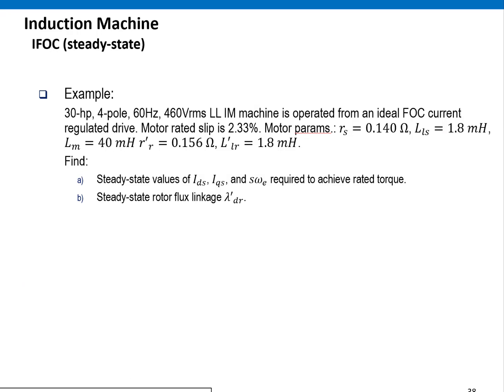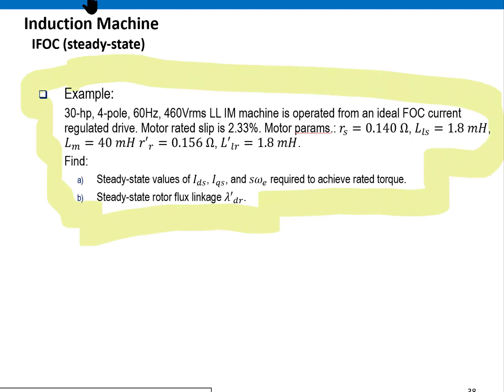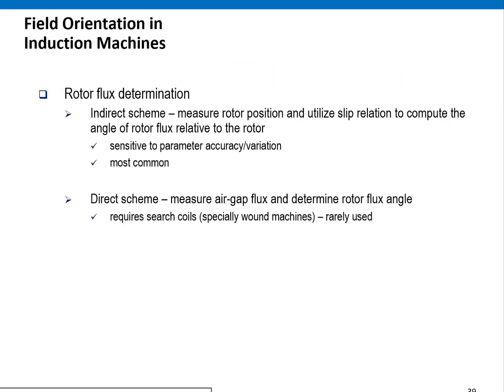So there's this example here. I'm going to give you this little example to work yourselves. Go through this problem here. Find IDS, IQS, and the slip frequency to find the rated torque. And then you can find the steady state rotor flux linkage involved. So this is a way to just, we can do the steady state analysis on this whole thing.